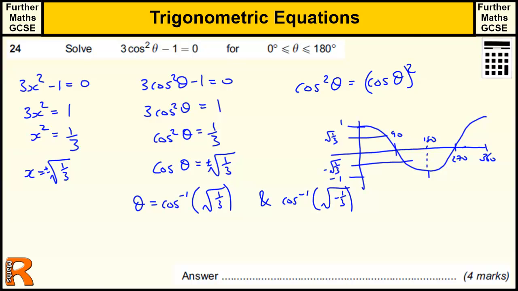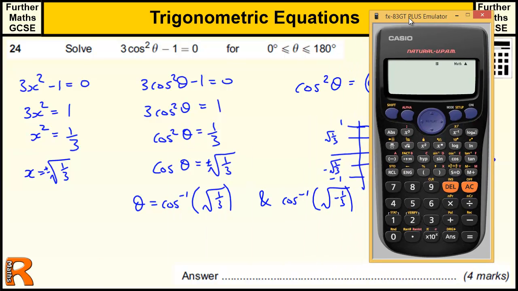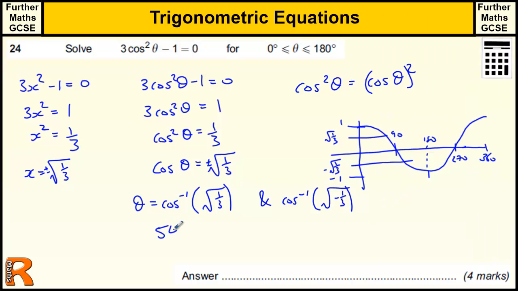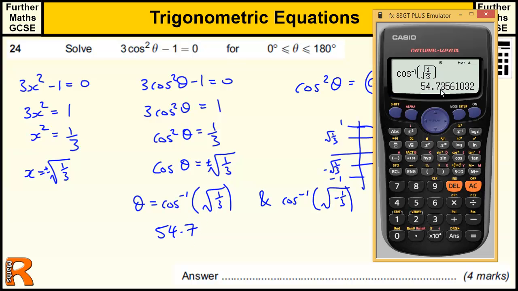So let's get the calculator out, and we're going to do cos to the minus 1, so shift cos of the square root of 1/3. Remembering to put our brackets in the right places, and we get 54.7. That was a little bit quick. Let's just look at that again. 54.7356, so rounds to 54.7 to 3 significant figures.